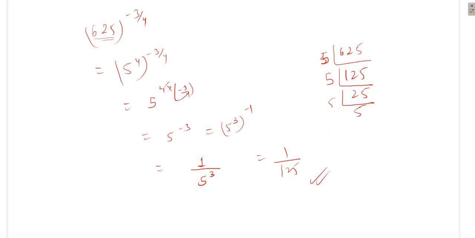Next, let us try some more problems. Say the question is 125 divided by 216, whole power minus 2 by 3. Suppose this is the problem. What is 125? You will say 5 cube. What is 216? You will say 6 cube. Same approach, you just take the factors and you will get this, power minus 2 by 3.